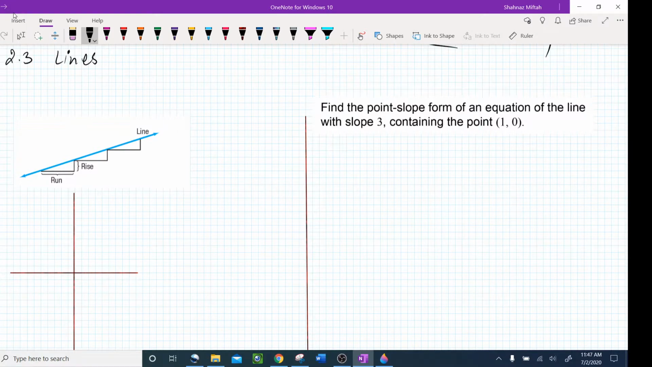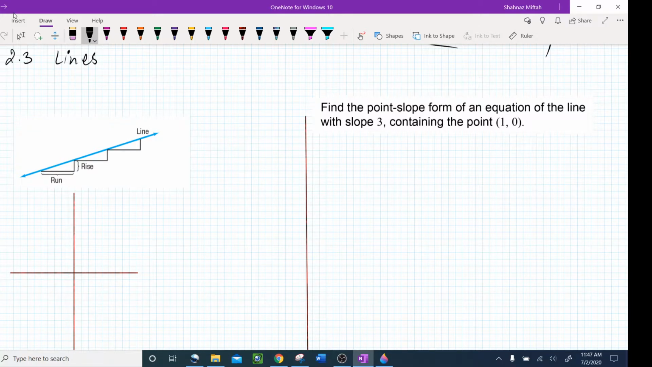What is slope? Okay, consider the staircase, this staircase right here. Each step contains the same horizontal run and the same vertical rise. So that's rise and that's run. The ratio of the rise to the run, called slope, is a numerical measure of the steepness of the staircase.